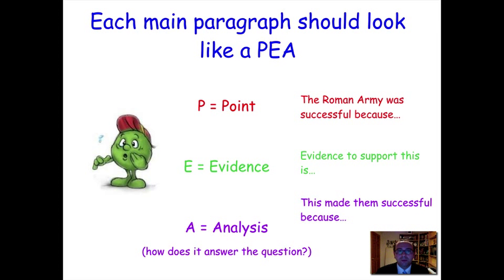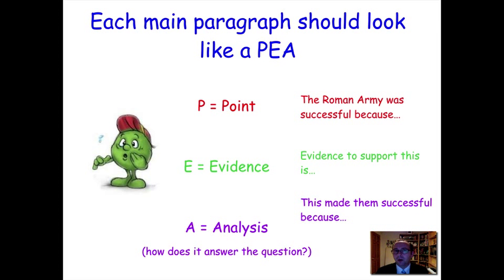Many students who only provide the P and the E in their paragraphs will often only write the analysis of why the Roman army was successful in the conclusion. Now, obviously, should they run out of time, they won't get to the point where they can actually provide the analysis. Now, this model will work for any essay that the students are requested to do in history.